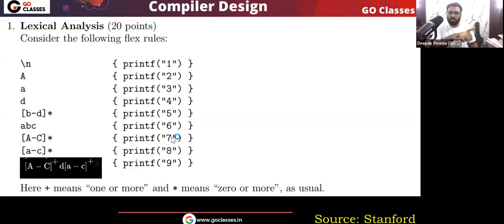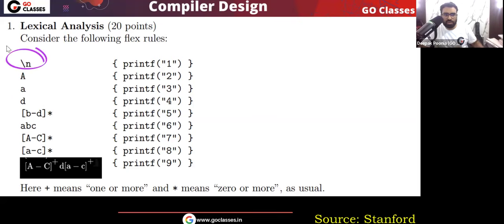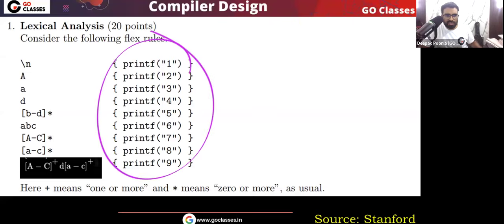Remember, in the previous lecture, I told you that in the C language, in most of the programming languages, for the white spaces, like new line character, we do not generate a token. But in this particular lexical analyzer, for the new line character also, a token is generated. So you can see these are the regular expressions, and corresponding to these regular expressions, these are the tokens generated.